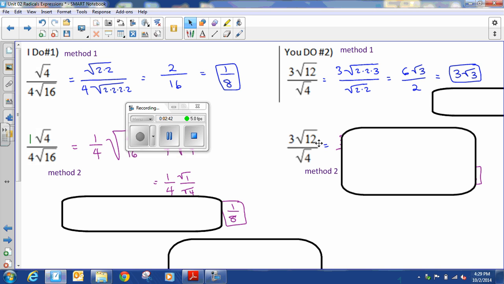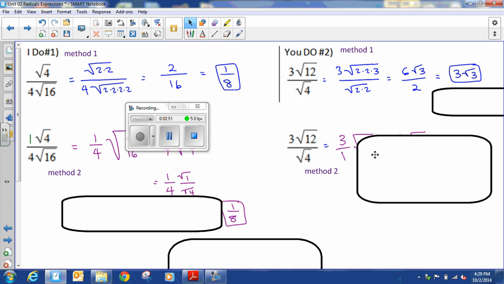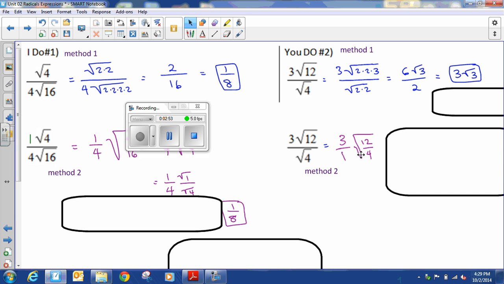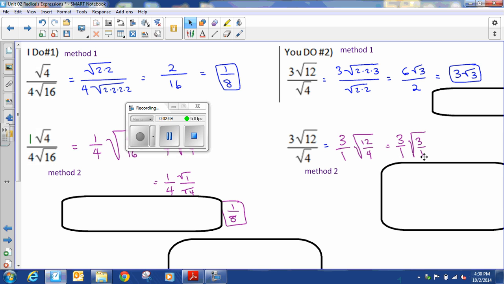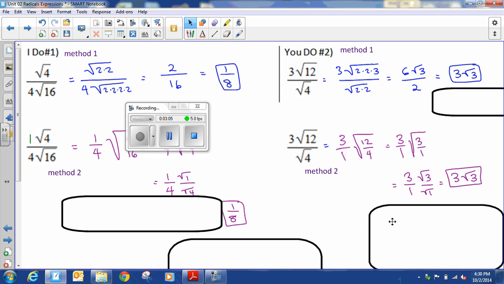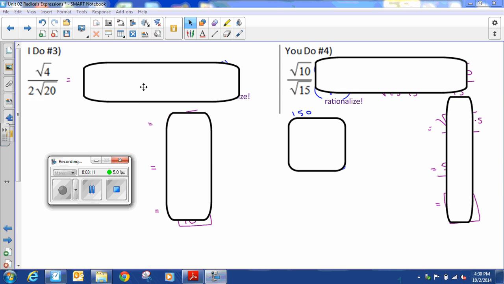Method 2, if we rewrite the quotient of radicals as the radical of the fraction, we end up with 3 over 1 times radical 12 over 4. 12 over 4 reduces down to 3 over 1. So in other words, we have 3 over 1 times radical 3 over 1, which reduces and simplifies to 3 radical 3.